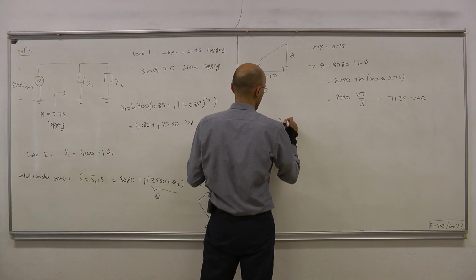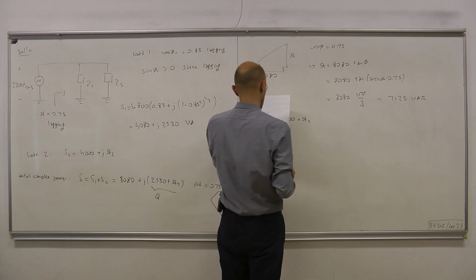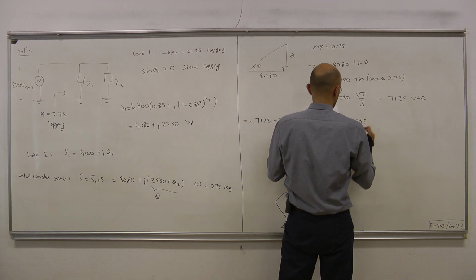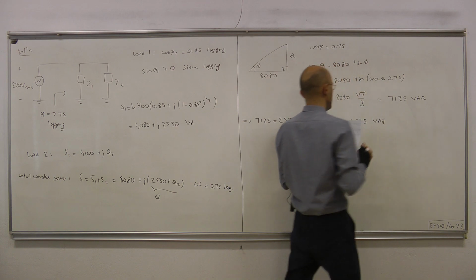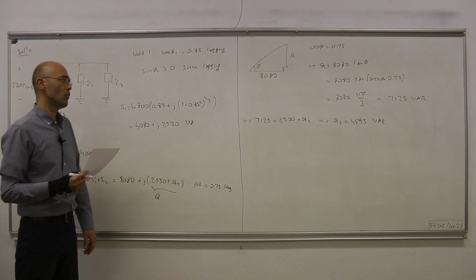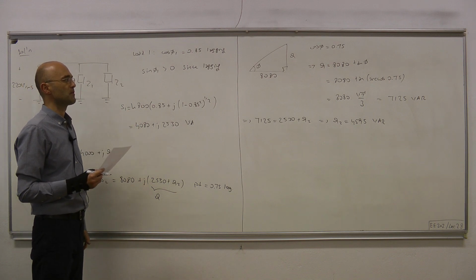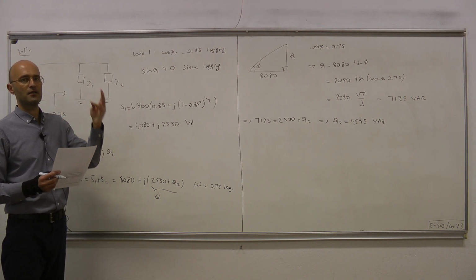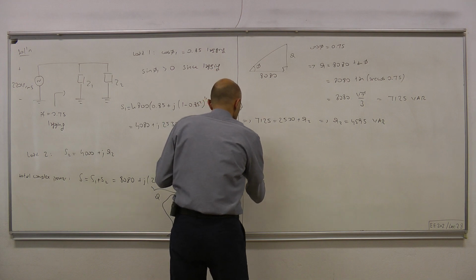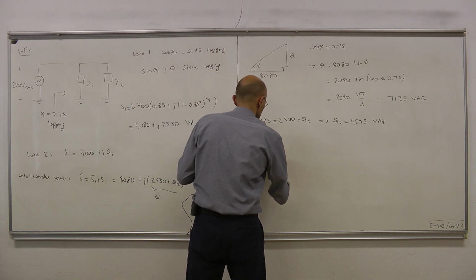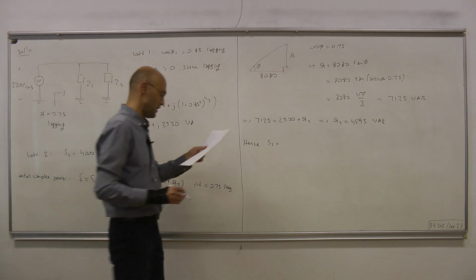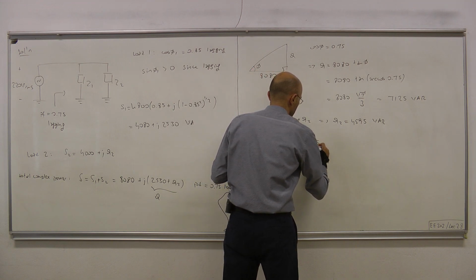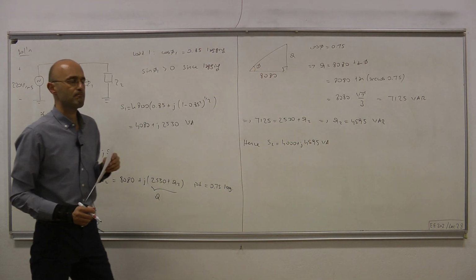5 equals 2530 plus Q2, which yields Q2 equals 4595 volt amp reactive. Now we know everything regarding the second load. We know its real power, we know its reactive power, and once those two things are known, we know everything: the power factor, the complex power, and so on. Hence, S2, the complex power for the second load, reads 4000 plus j4595 volt amps.